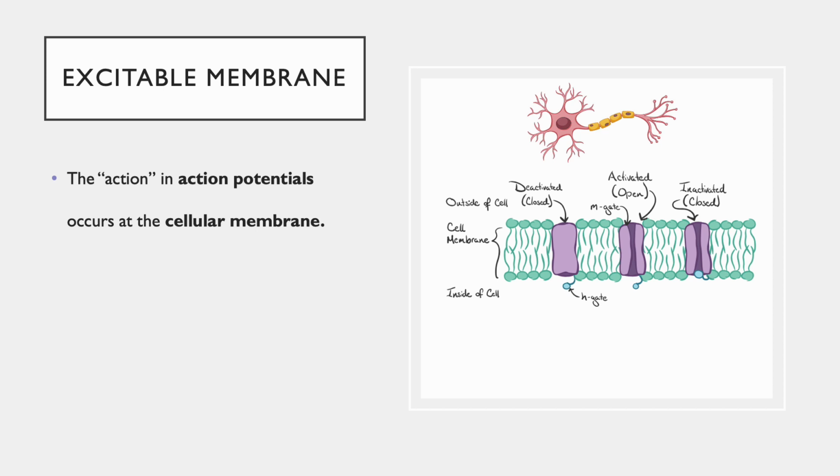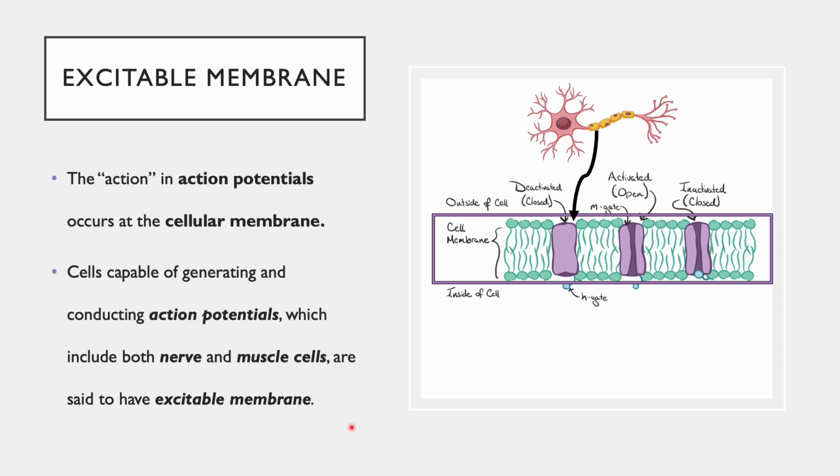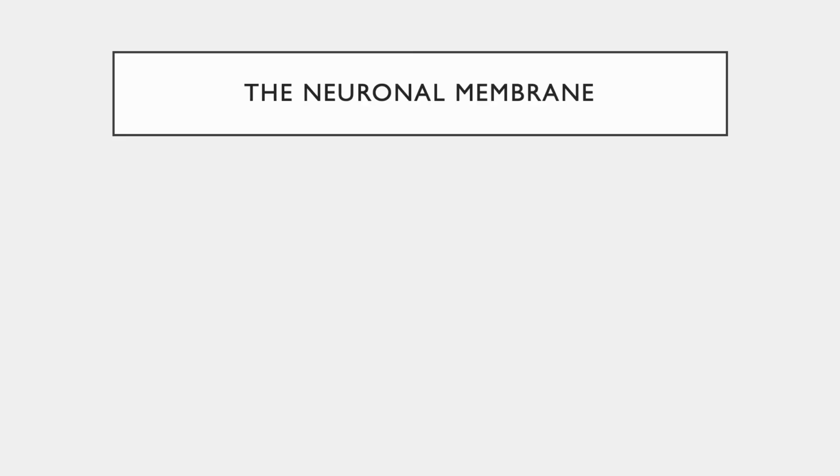The action in action potentials occurs at the cellular membrane, as shown here. The entire neuron has a cell membrane that's composed of something called a phospholipid bilayer. In this cell membrane is where action potentials occur. Cells that are capable of generating these nerve impulses or action potentials include nerve and muscle cells. Nerve and muscle cells both have an excitable membrane in which ions can help generate electricity to induce these nerve impulses. There are certain things you should know about the neuronal membrane.